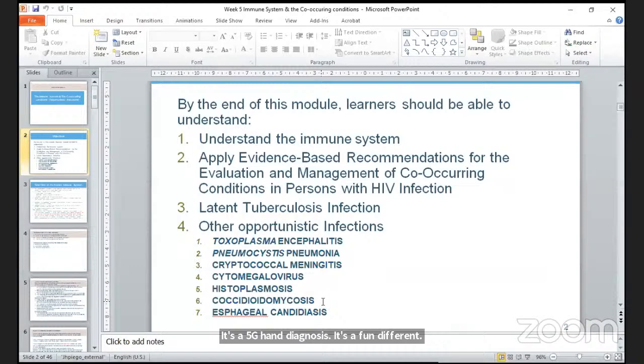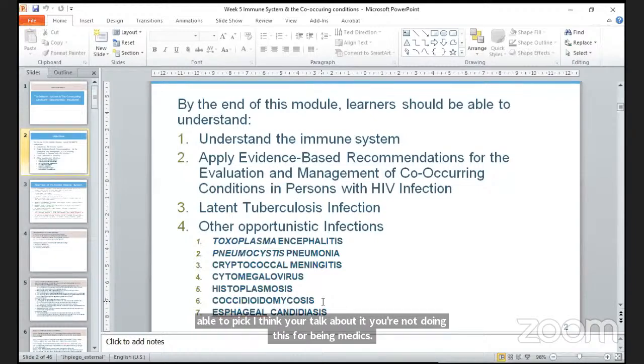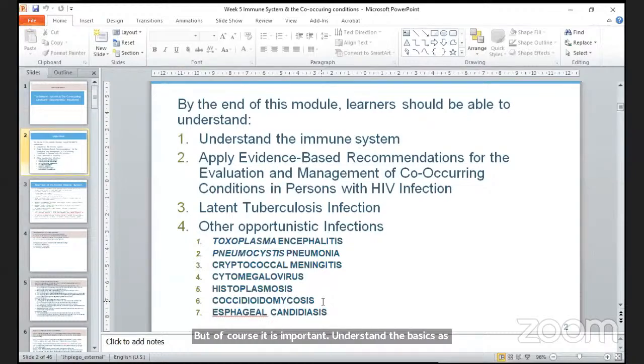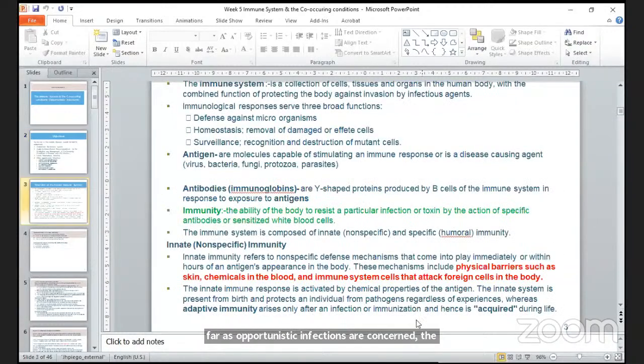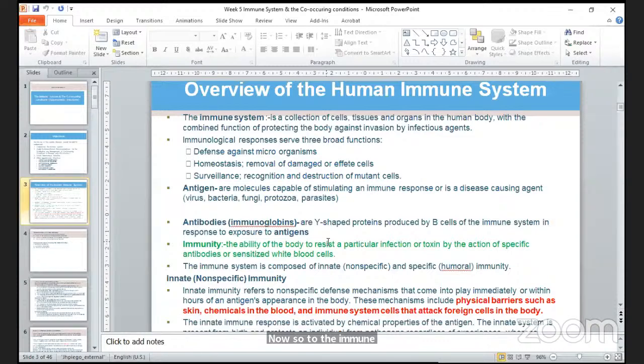And here we have a lot of medical approach. I'm sorry, but that's the best way to understand it. It's a detailed week, and I hope you will be able to pick a thing or two from it. We're not doing this to be medics, but of course it's important to understand the basics as far as opportunistic infections are concerned, the infections that normally come as a result of the weakened immune system. Now, there's some simple biology here. I'll not go deep, but just give you a brief overview of the immune system.